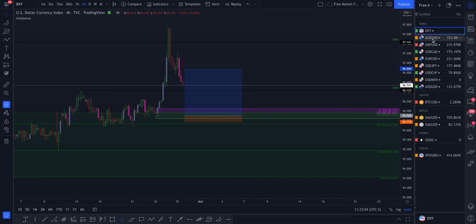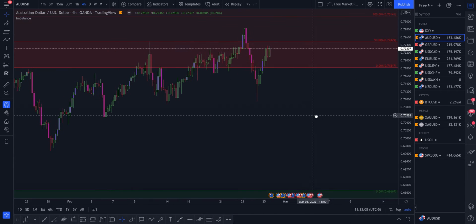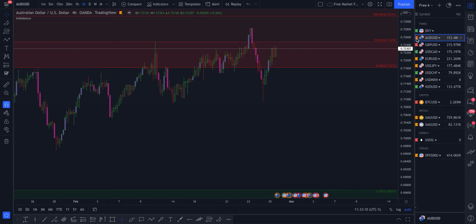All right, let's go ahead and move on to the Aussie USD. Now, Aussie USD, the institutional bias that I have here is consolidation, simply because both the Aussie dollar and the US dollar, or they both have long institutional bias on the short term.